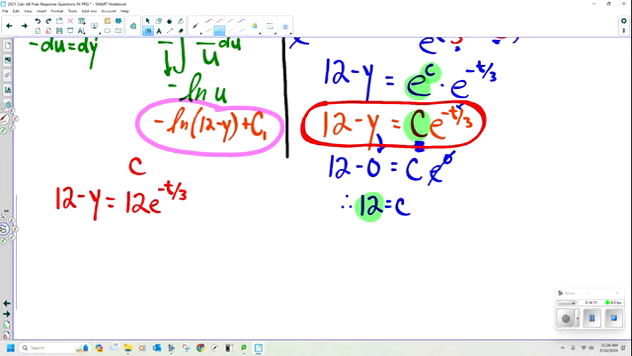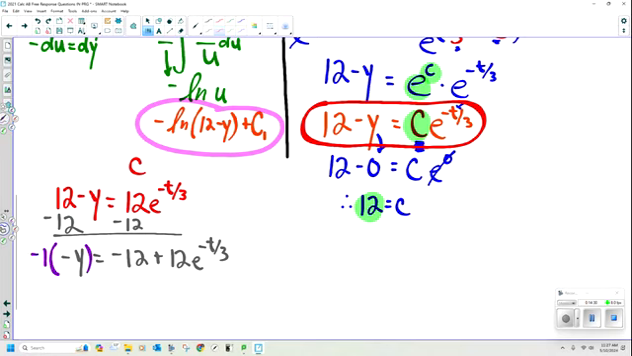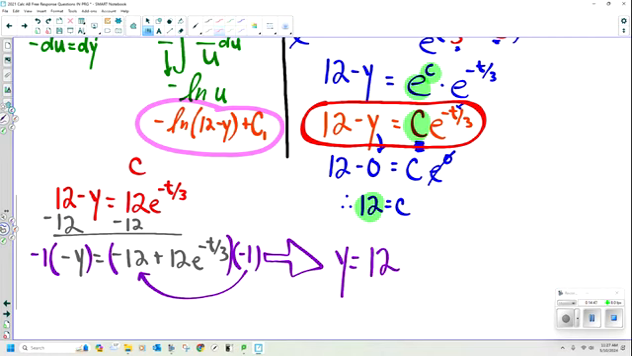How about we subtract 12 at this point? We're almost done. This is a lot of algebra. So we have negative y equals negative 12 plus 12e to the negative t over 3. And the last thing we're going to do is multiply both sides by negative 1. Which means, after all this work, y is going to equal, I'm going to flip this sign to make it a positive 12, and flip this sign to make it negative 12e to the negative t over 3.